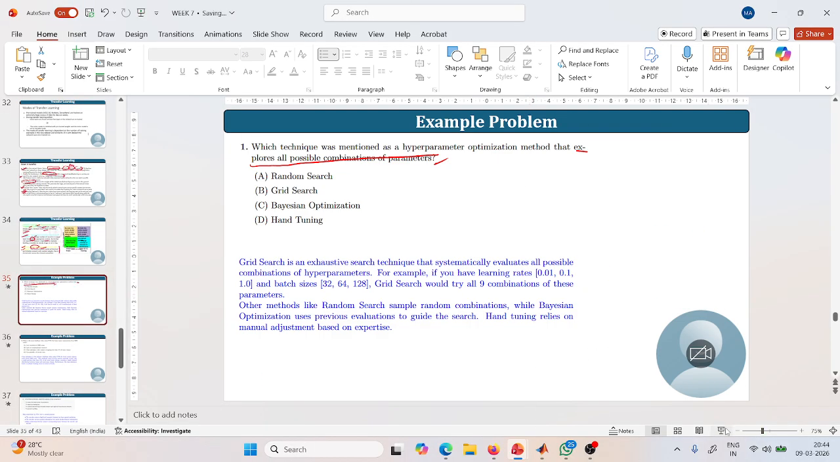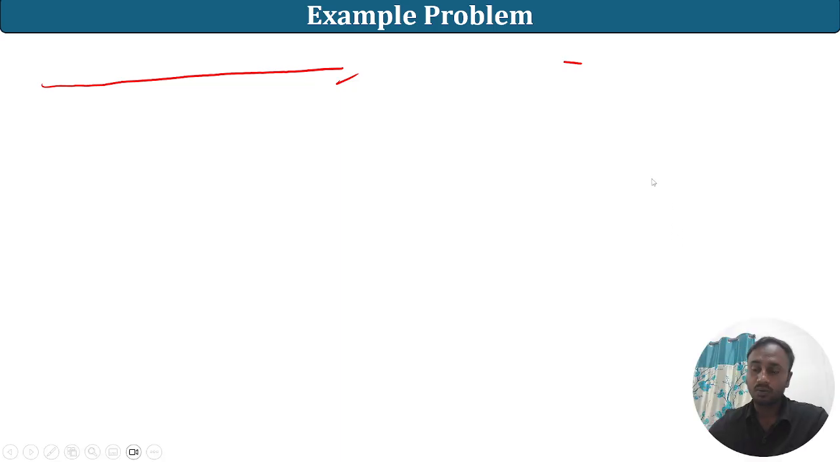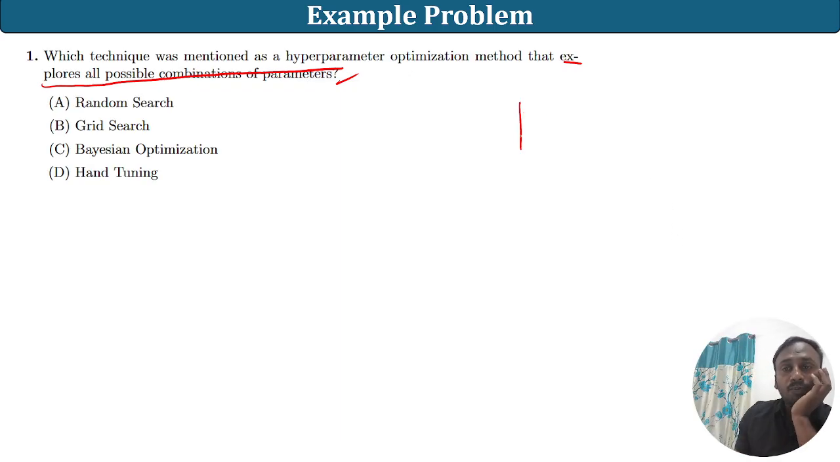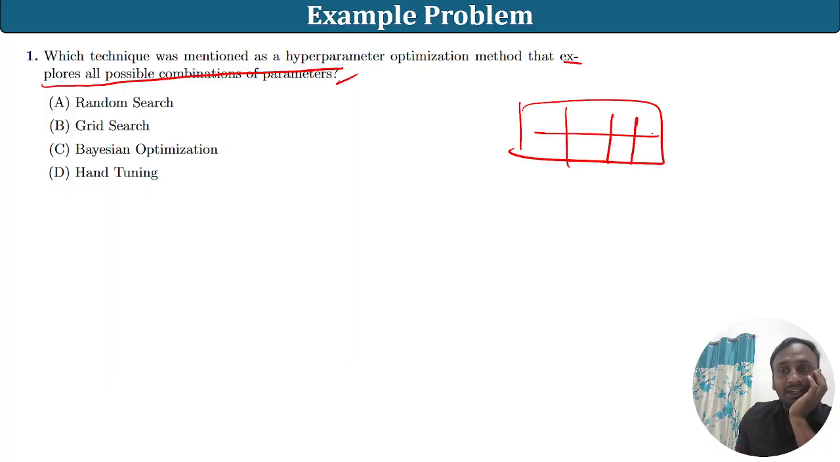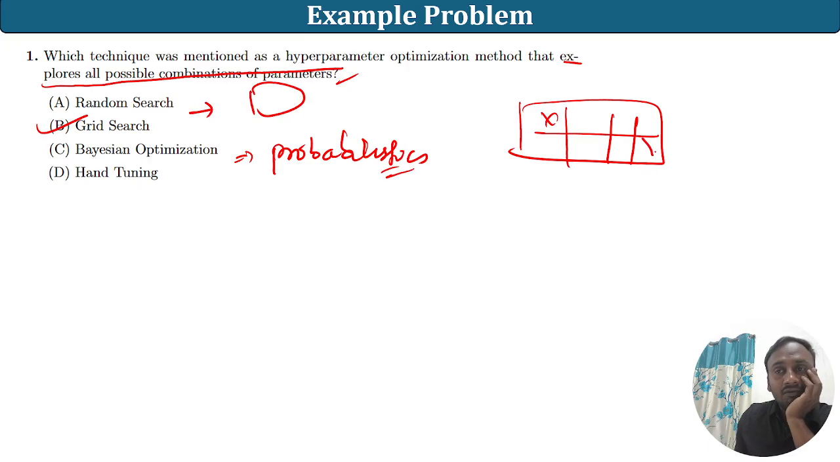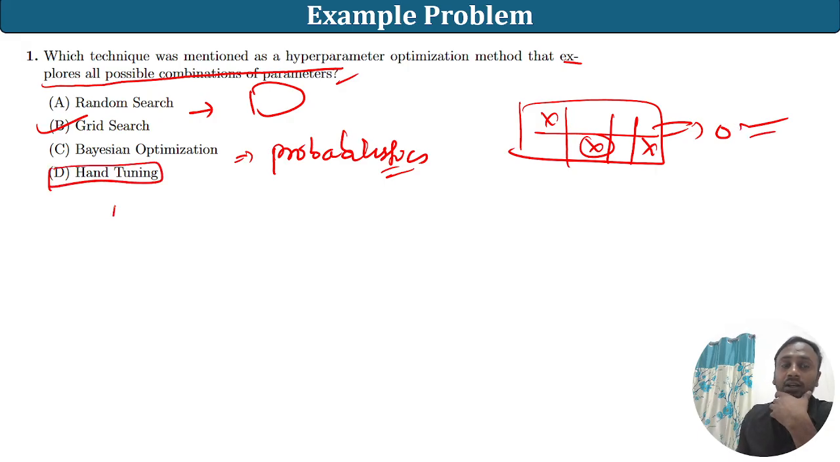Bayesian optimization. No, grid search will explore all, meaning the whole grid. Bayesian is based upon probability. Random search, like we'll take one here, one here, one here, and then the optimized model will come, and we're going to output it. Fine-tuning will be done by playing with the number of neurons.